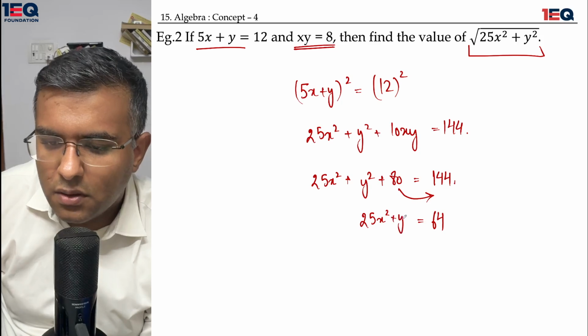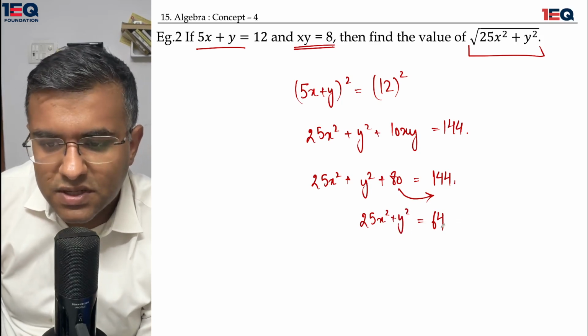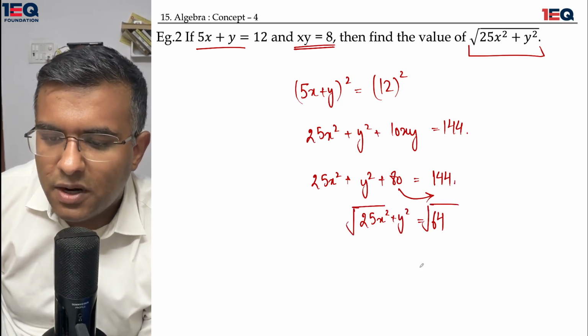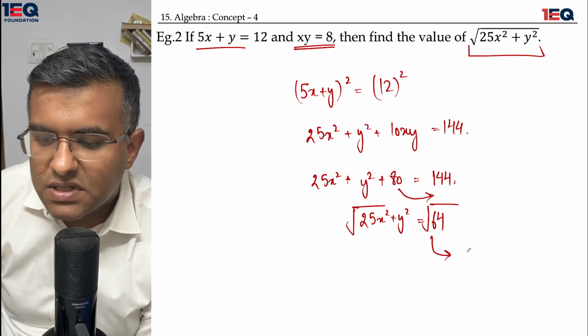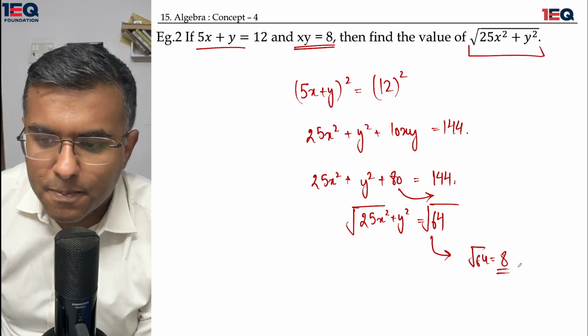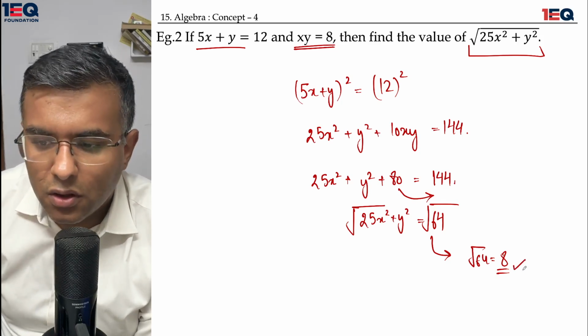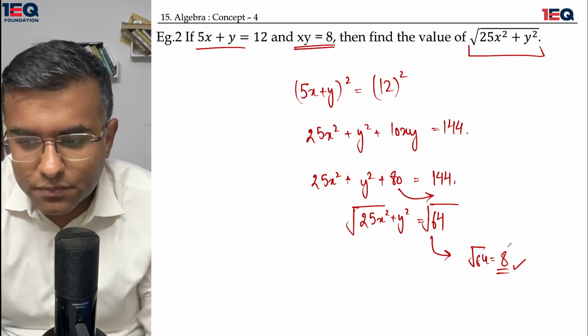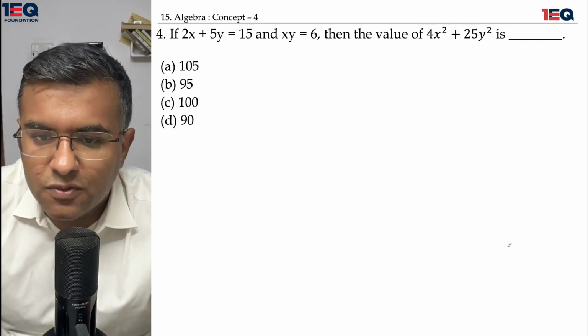25x square plus y square is equal to 64. Now there is supposed to be a root on both sides because that is the demand of the question. And the root of 64 is equal to 8. And this is my final answer. Okay, good enough. I hope you're able to understand very well. Okay, let's move on.